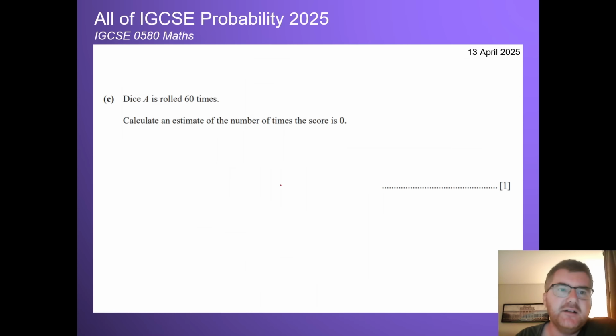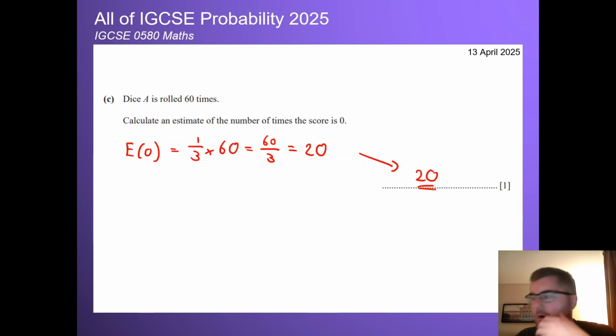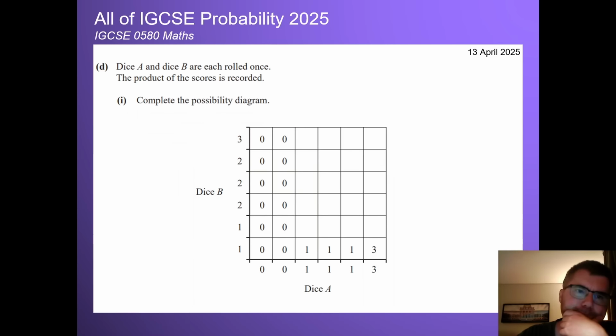So part C, dice A is rolled 60 times. Calculate an estimate of the number of times the score is 0. So estimate of 0, that's going to be the probability of 0, so that's 1 out of 3 times 60. Okay, that's quite a nice one to do. That's just going to be 60 divided by 3, and that's equal to 20 times. So be familiar with expected. That does come up more and more in these questions.